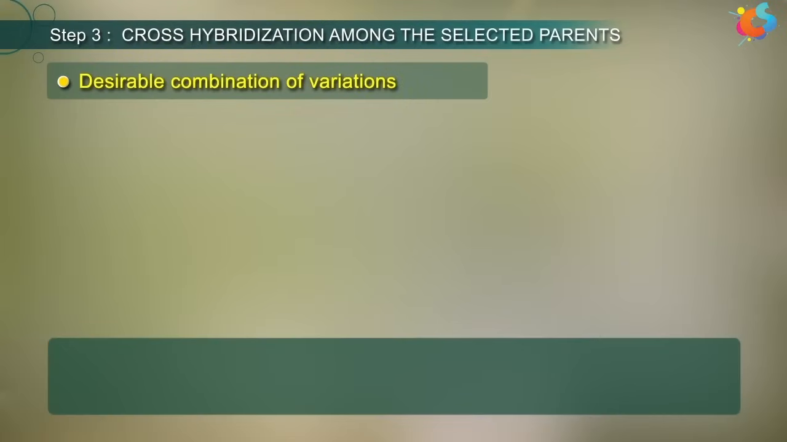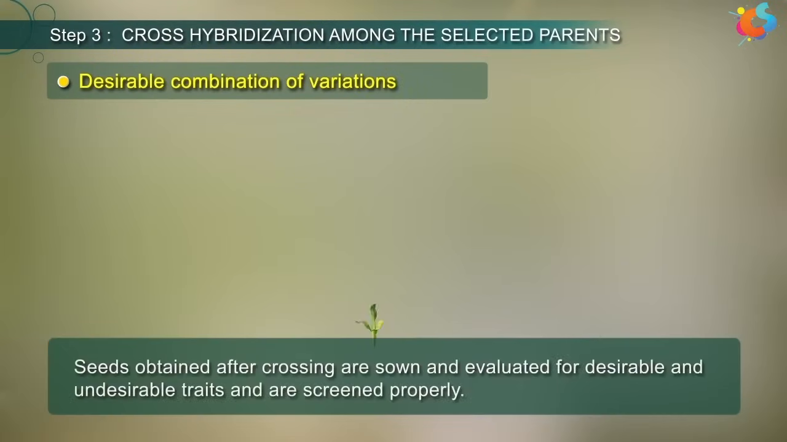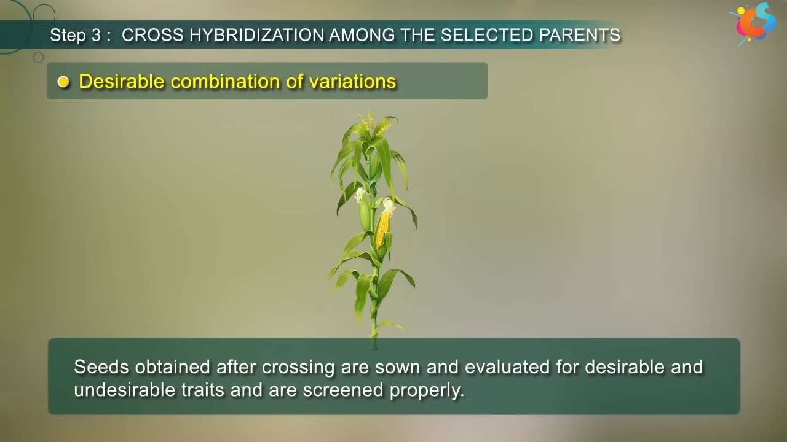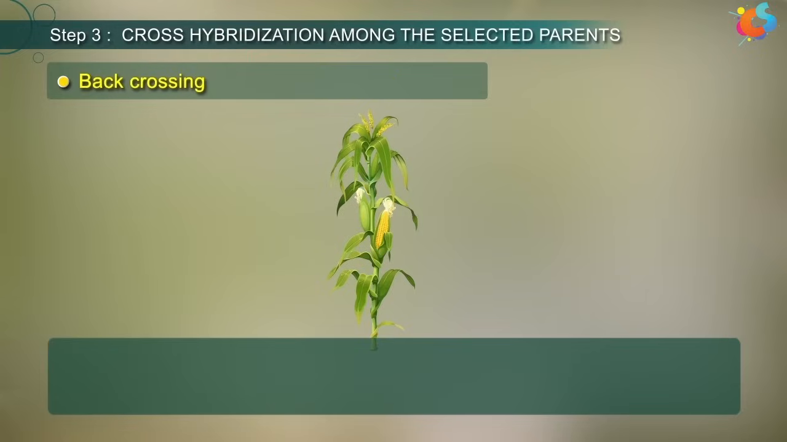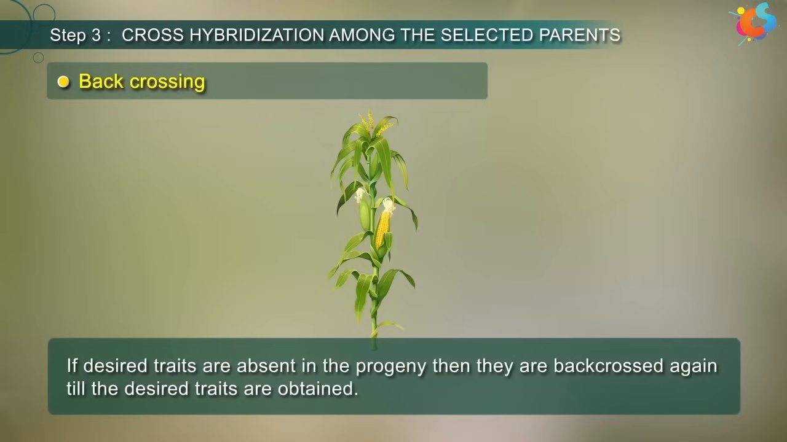Desirable combination of variations. Seeds obtained after crossing are sown and evaluated for desirable and undesirable traits and are screened properly. Back crossing. If desired traits are absent in the progeny, then they are back crossed again till the desired traits are obtained.